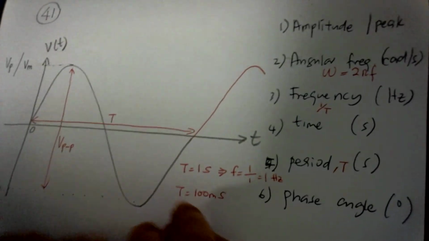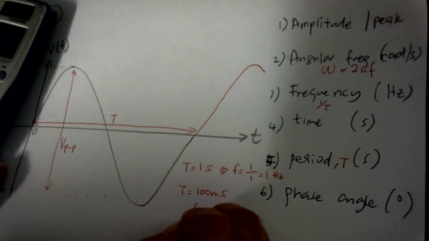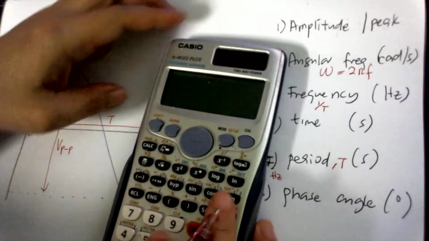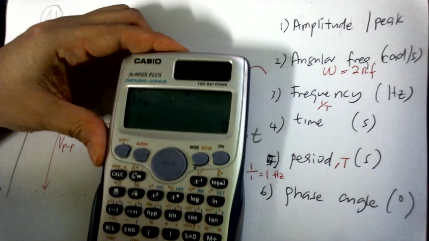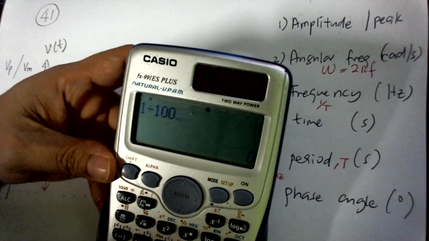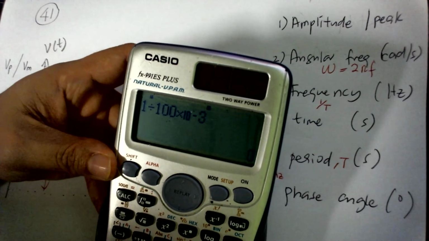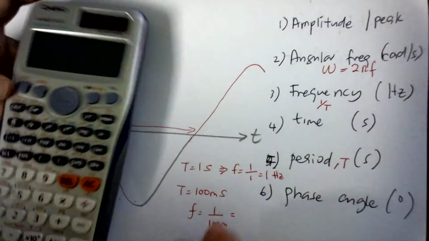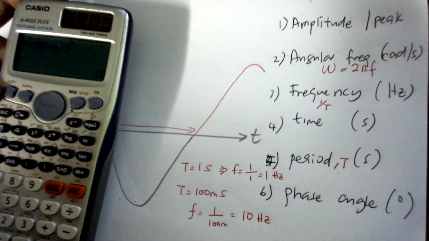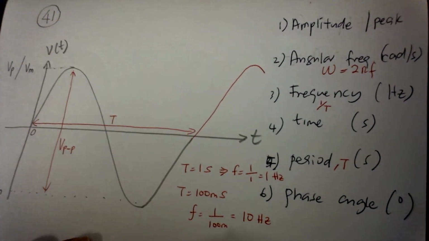For T equal to 100 milliseconds, using the calculator, the frequency is 1 over 100 milliseconds. Milli is 10 to the power of minus 3, so it equals 10. For 100 milliseconds, the frequency is 10 hertz. That is how we calculate the frequency.